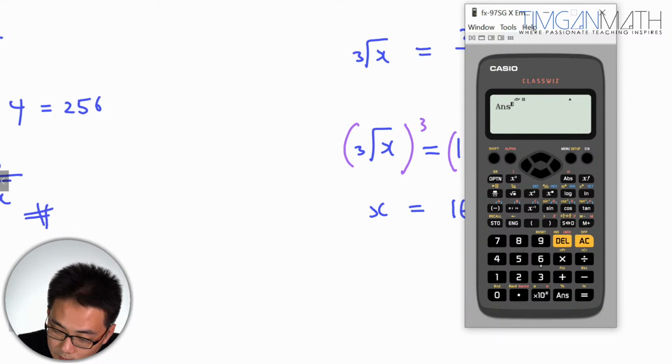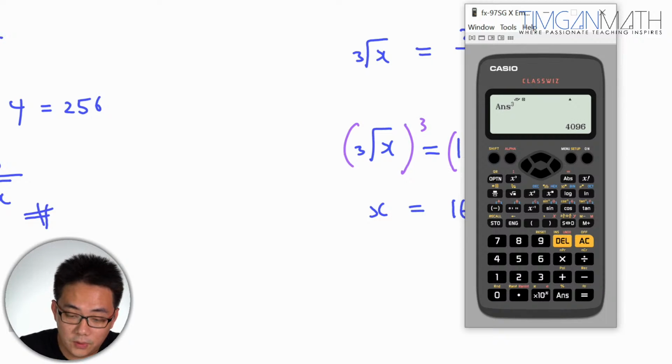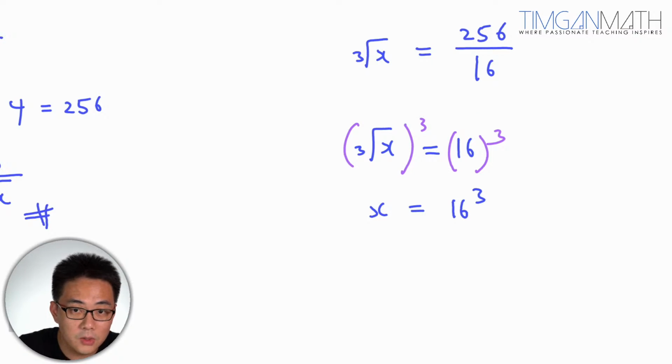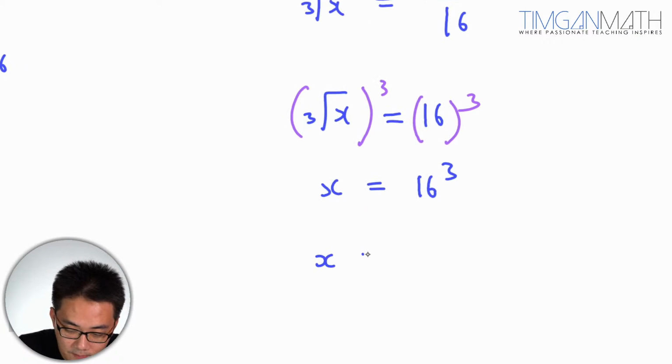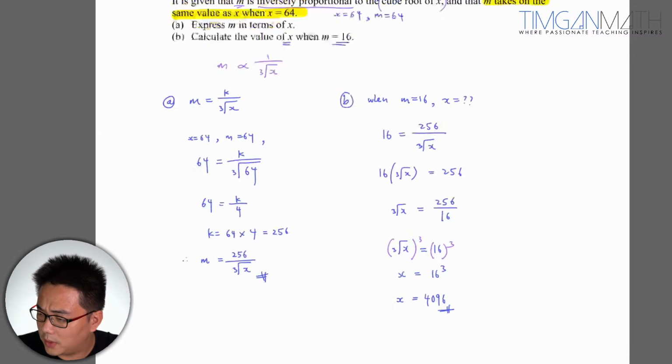16 cubed will give us 4096. That is pretty okay. So what we're going to get is x equals 4096. Okay, I think today's question is pretty okay.